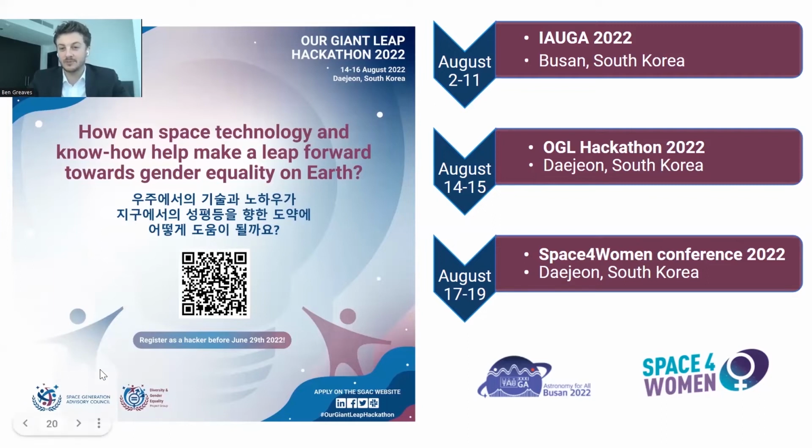And then, as mentioned, the Space for Women conference is taking place in the same city. We're really excited about all the networking events and being a part of this exciting atmosphere this summer in South Korea. I'll give you a couple more seconds to register on that QR code, and we'll make sure it's also shared through our Giant Leap social media. You can also find us on Facebook and Twitter through Our Giant Leap or Diversity and Gender Equality Group. Maybe we can post a link to the registration form after this slide has passed.